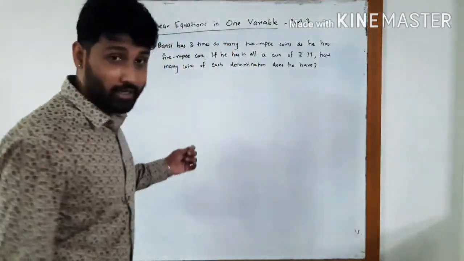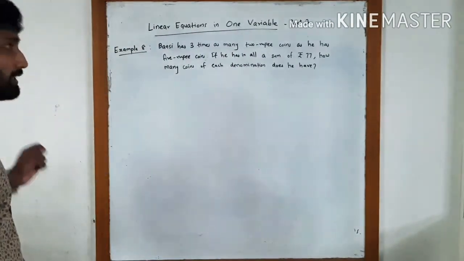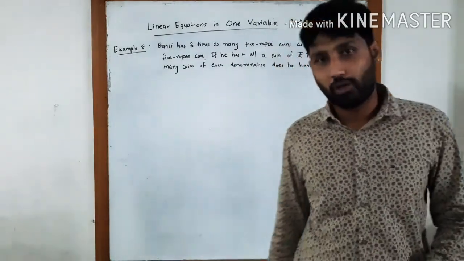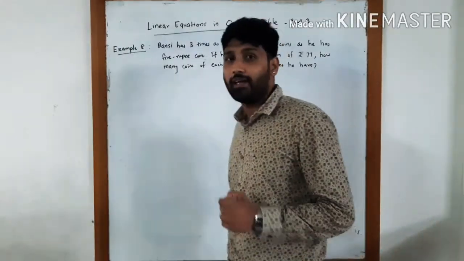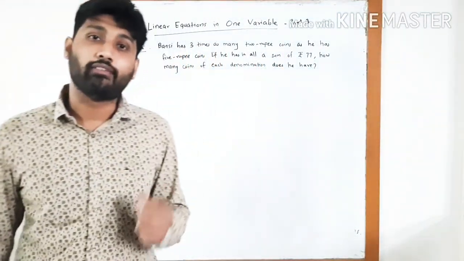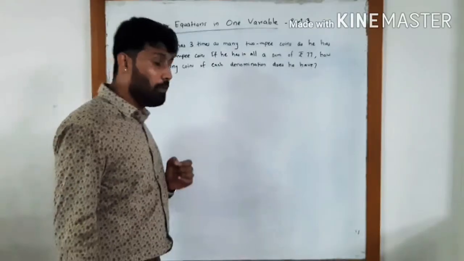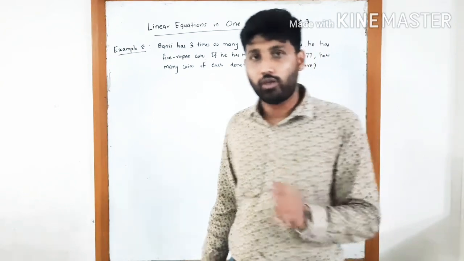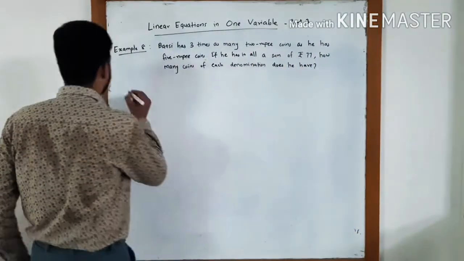The problem reads, Bansi has 3 times as many 2 rupee coins as he has 5 rupee coins. If he has in all a sum of 77 rupees, how many coins of each denomination does he have? So let us solve this problem. Solution.